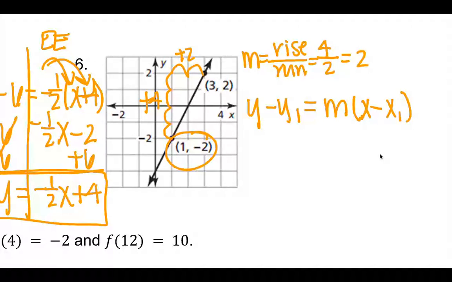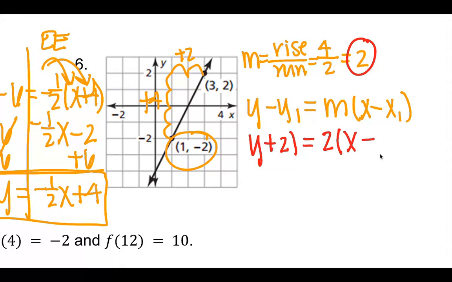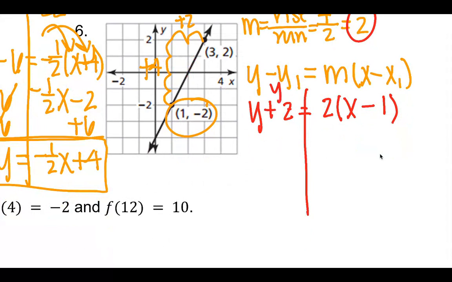So when I go to plug it in, I've got y minus, my y1 is a negative 2, so it's really y plus 2 equals my m was 2, x minus a 1. And if I wanted to solve this, I could. Y minus, I'm going to, sorry y'all, being kind of slow. Draw my line. I'm going to have a y side and everything else side.